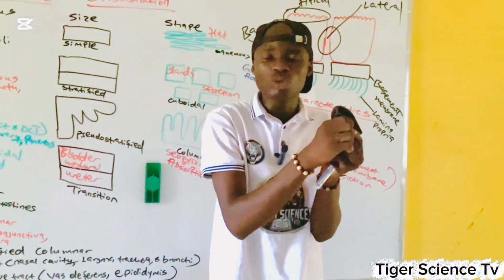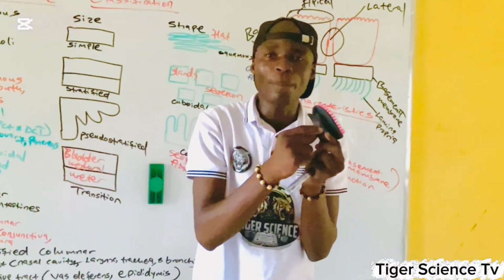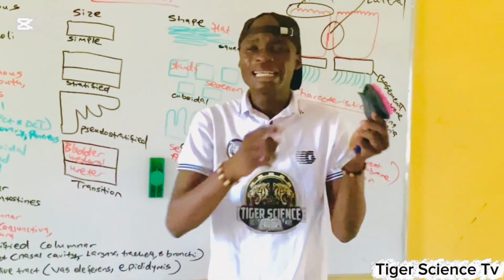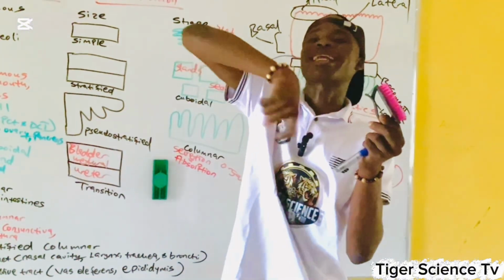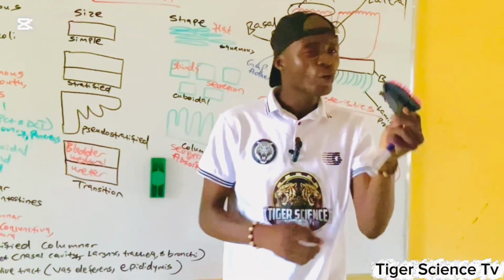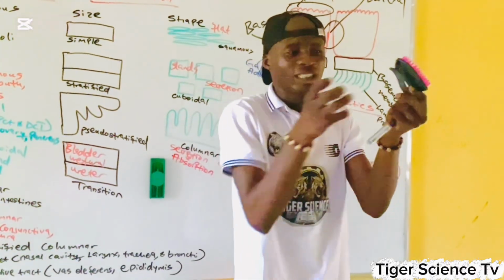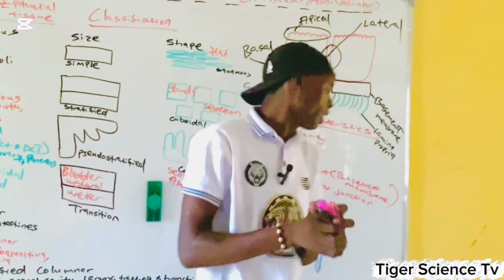Now what of the handle? The handle serves as the what? The lamina propria. Don't forget what the lamina propria does. It connects the epithelial tissue and anchors it to the what? Underlying tissue. Do you see that? So for you to hold this brush, you have to hold it by the what? The lamina propria, which is the handle. Alright, because that makes sense.